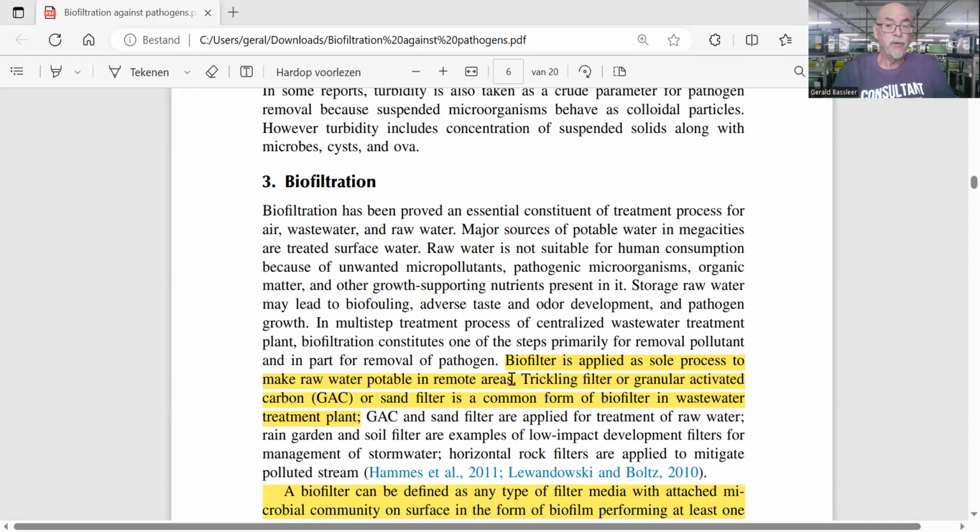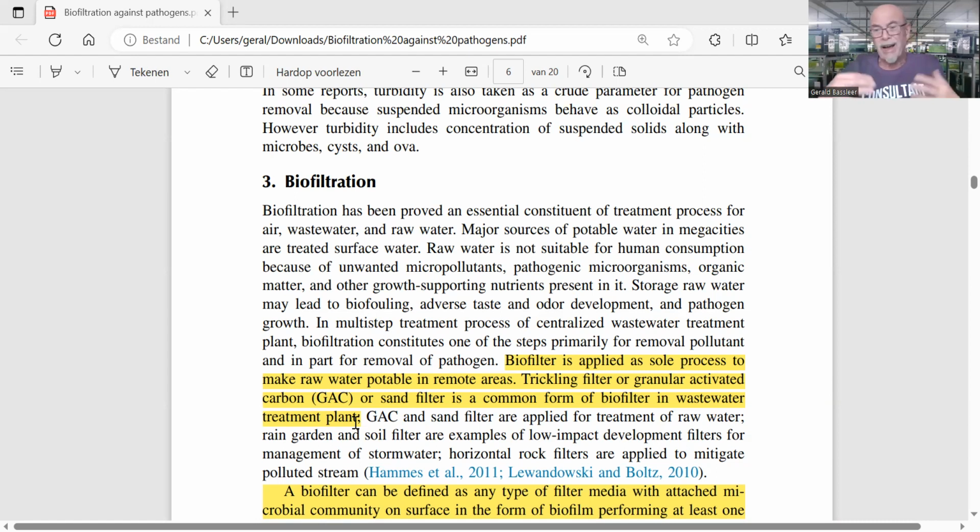Well, it can be applied for fish also, so that the water in the aquarium is treated with the help of a filter. Granular activated carbon or a sand filter is a common form of biofilter in wastewater treatment. Well, in our aquaria, we also have those kinds of sand filters, or particularly activated carbon is something that we often use to clean the water, and it helps. It also explains that here in the paper.